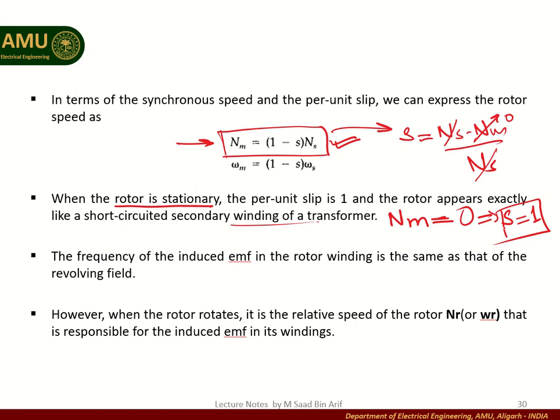Now suppose the rotor is rotating at synchronous speed. If the rotor is rotating at synchronous speed, it means Nm equals Ns, it implies that slip will be equal to 0, and this is true. If the rotor rotates at synchronous speed, then there is no slipping between the rotor and the revolving field, therefore s will be equal to 0.